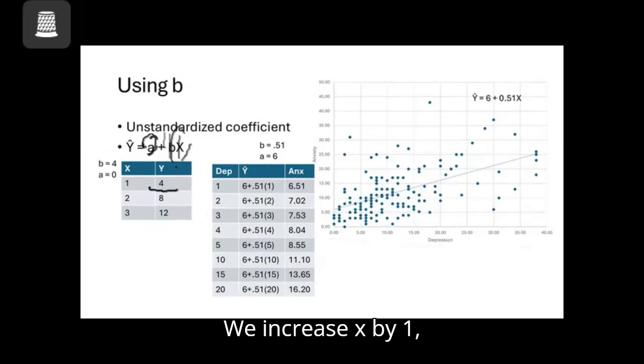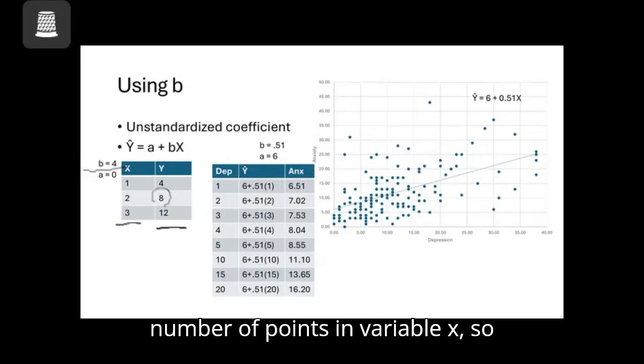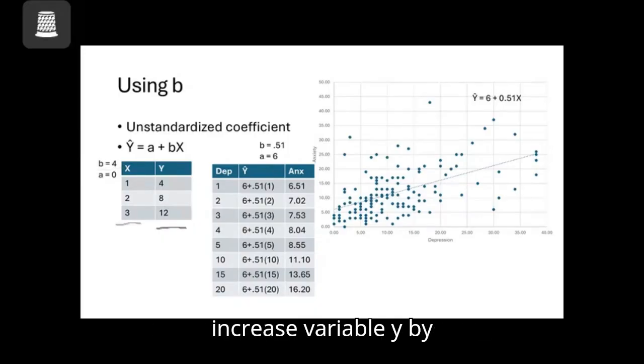We increase X by 1, make X 2, so a score of 2 on your x-axis. Our Y variable increases by 4. It increases by B. We increase X by 1 more, and we increase Y by 4 more. So this tells you that for every 1 point in variable X, you increase variable Y by B points.